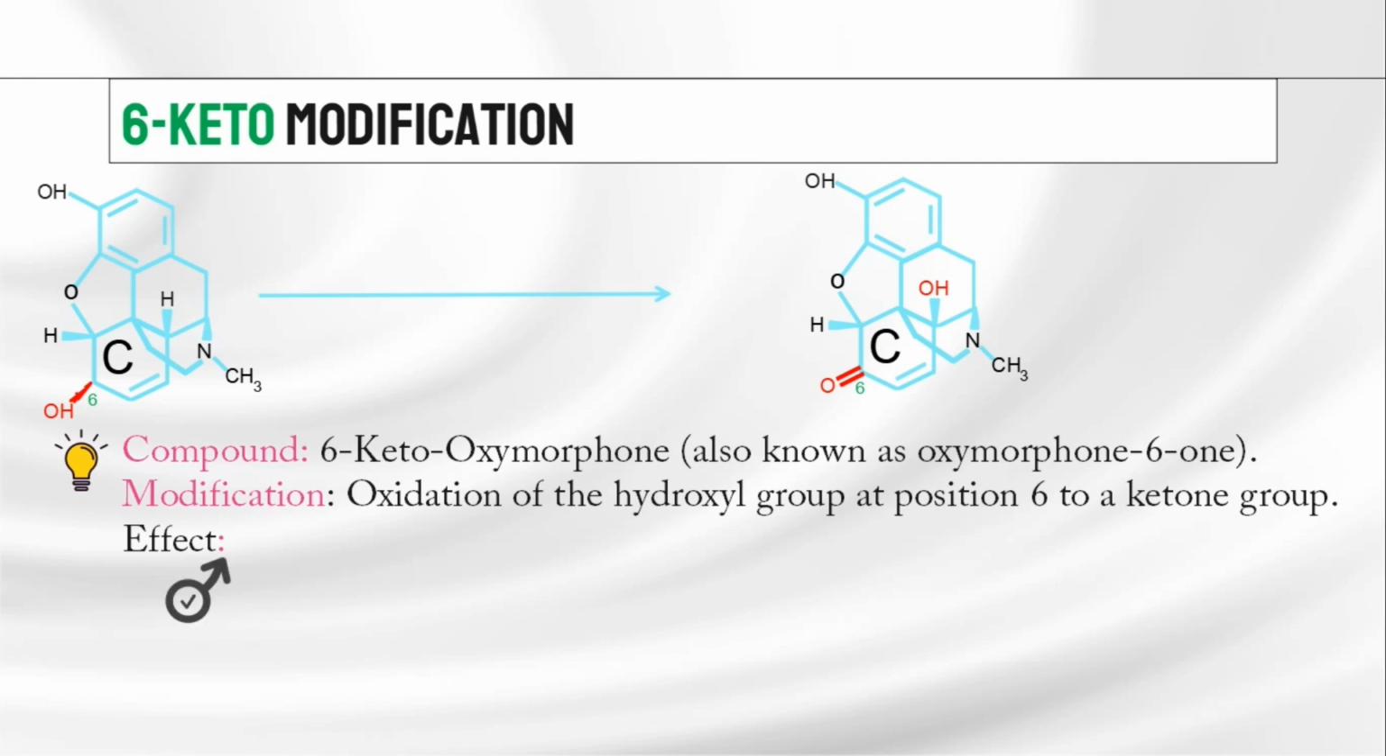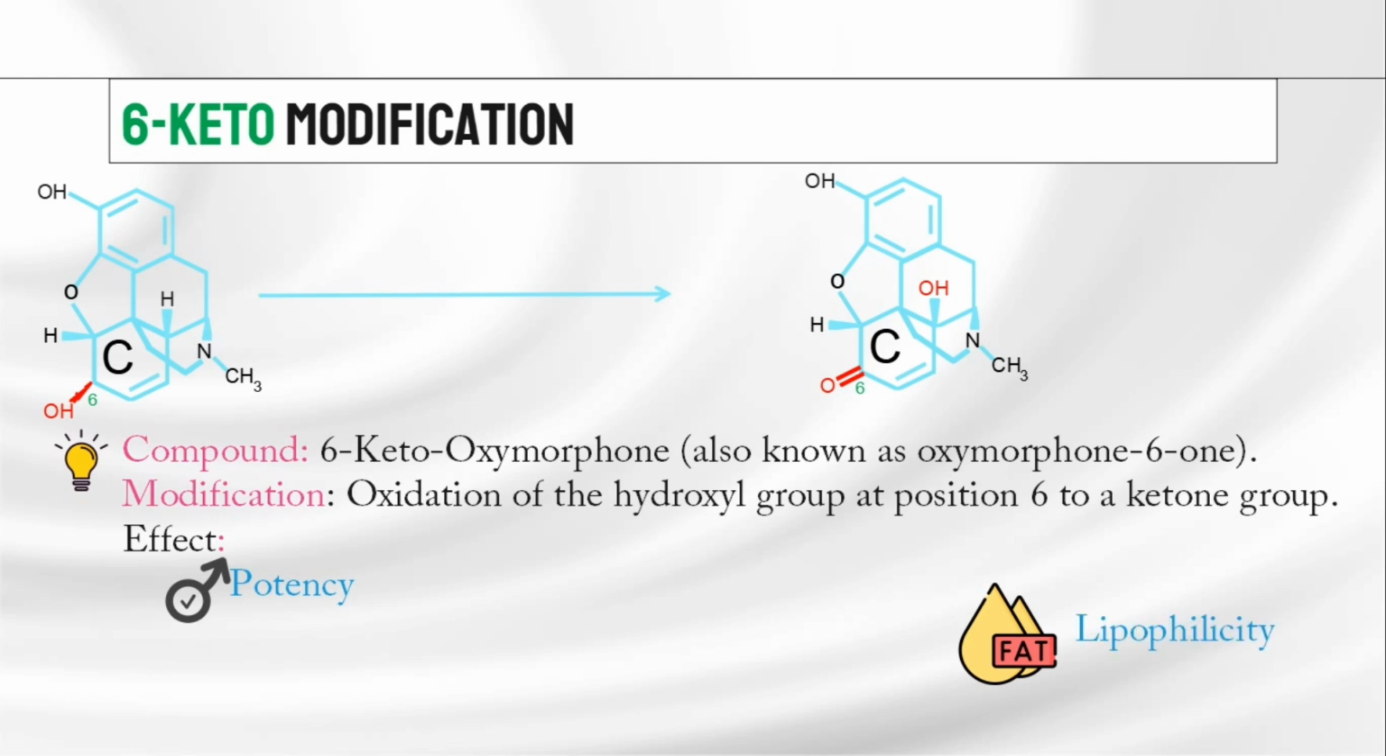First up, potency. Oxymorphone and its derivatives, including 6-keto-oxymorphone, are significantly more potent than morphine. Specifically, when taken orally, they are about 3 times stronger than morphine. Next, let's talk about lipophilicity. 6-keto-oxymorphone is more lipophilic than morphine.